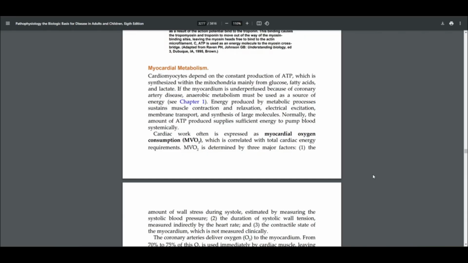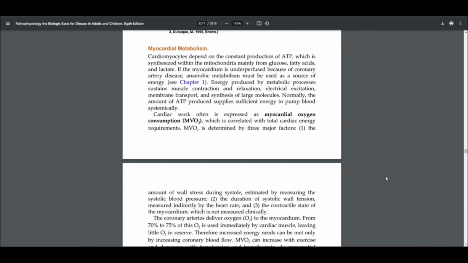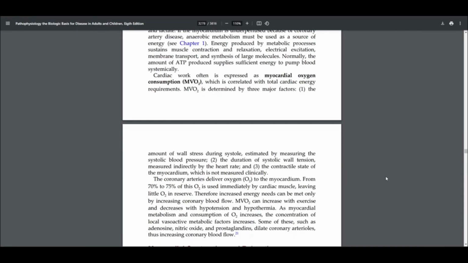Your myocardial oxygen consumption, or MVO2, is determined by 3 factors: 1, the amount of wall stress during systole, estimated by measuring the systolic blood pressure; 2, the duration of systolic wall tension, measured indirectly by the heart rate; and 3, the contractile state of the myocardium, which is not measured clinically.